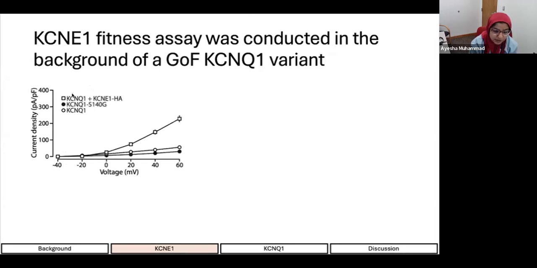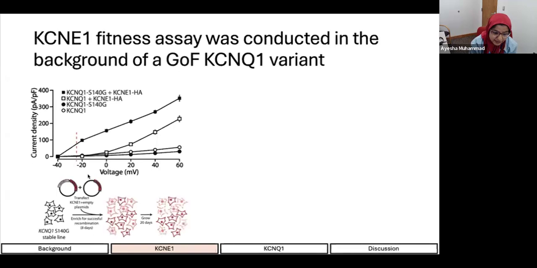We looked in the literature for a gain of function variant in KCNQ1, KCNQ1 S140G, which also had a small amount of current at the resting potential of HEK cells. However, in the presence of KCNE1, this gain of function variant had a detectable amount of current at the resting potential of HEK cells, indicated right here.